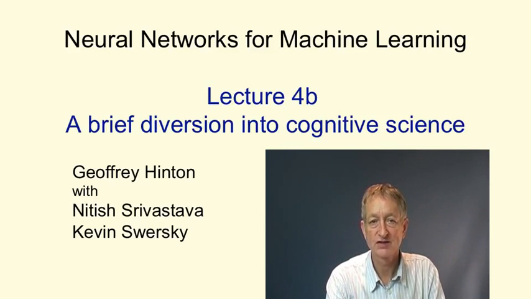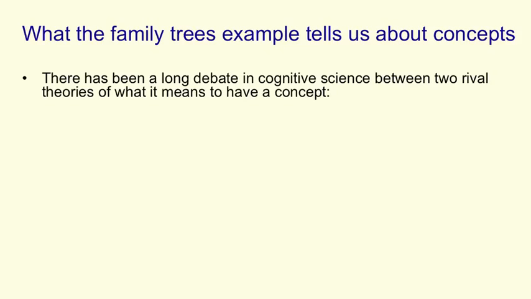In cognitive science, there's been a debate going on for nearly 100 years about the relationship between feature vector representations of concepts and representations of concepts via their relations to other concepts. And the learning algorithm we've just seen for family trees has a lot to say about that debate. We're now going to make a brief diversion into cognitive science. There's been a long debate between two rival theories of what it means to have a concept.